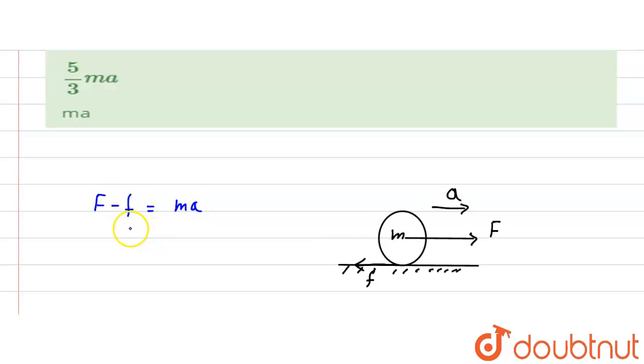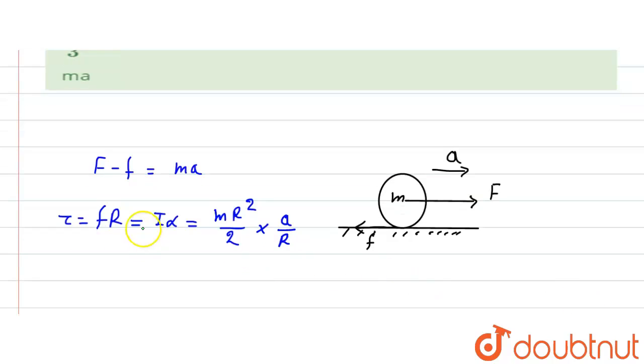Now writing the torque equation for the cylinder about the center. So this is f r equal to I alpha, which means this is the torque, and the value of I is I center of mass, which is mr square upon 2, into alpha, the angular acceleration. So alpha value is a by r.